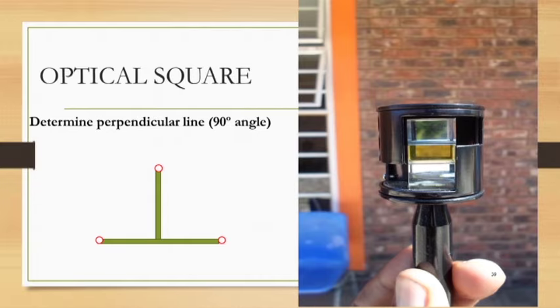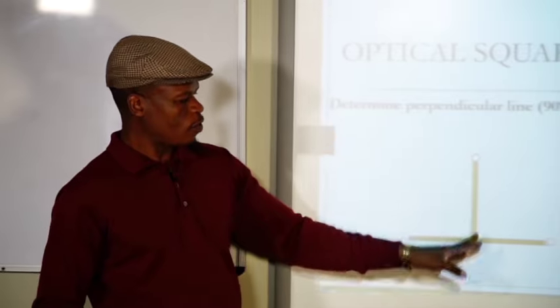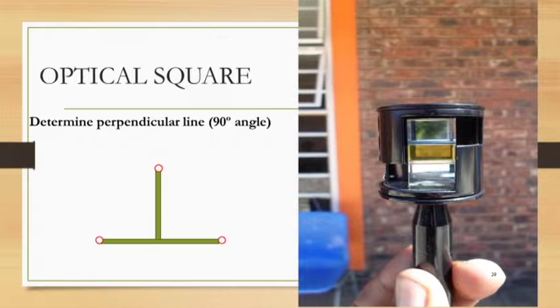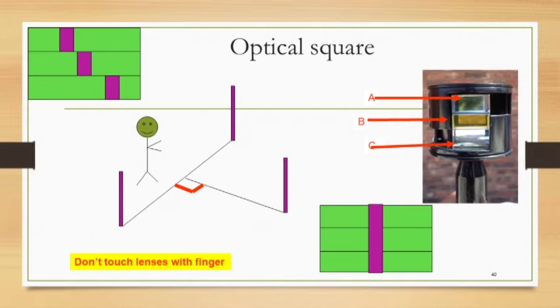Then the optical square, which is used to determine an angle of 90 degrees. If you have got two lines which are perpendicular to each other, you use the optical square to determine an angle of 90 degrees.